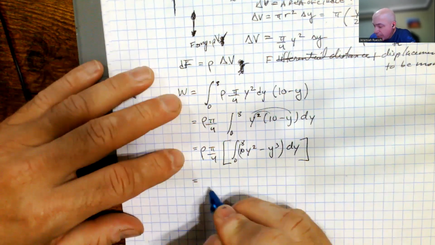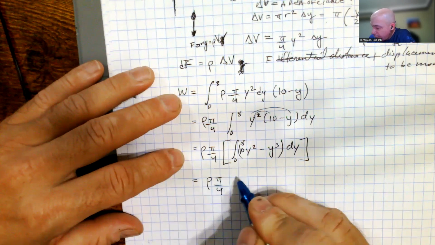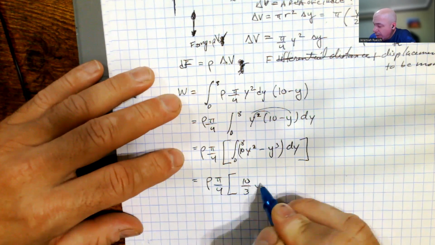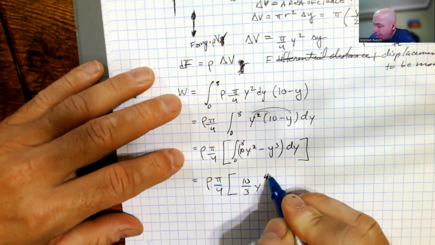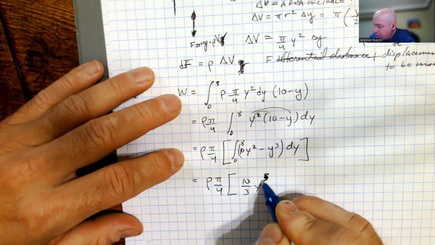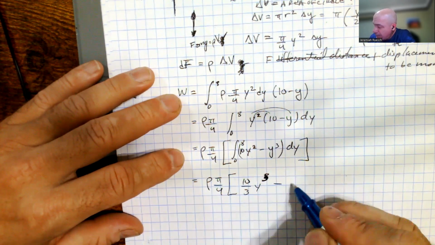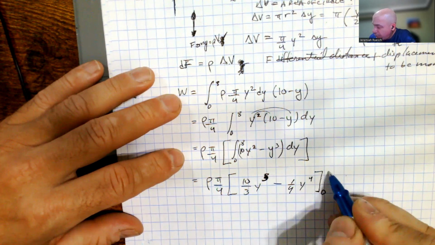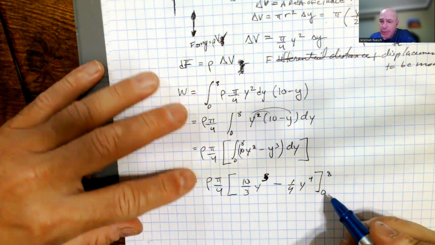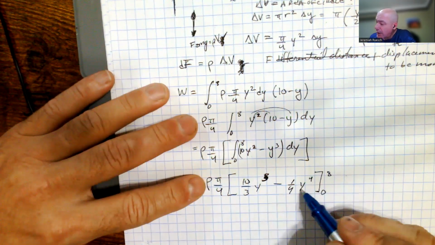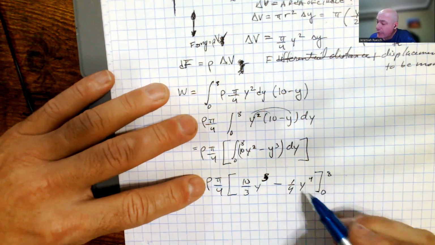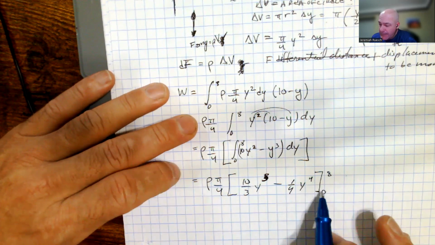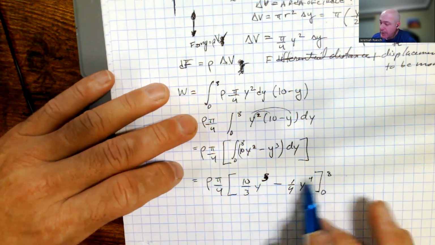So you get rho pi over 4. Adding 1 to the exponent and dividing by it, it's going to give us 10 thirds y to the third minus 1/4 y to the fourth. And we're going to evaluate both of those between 0 and 8. Now, notice that both of these have a y value in them, and when we plug in 0 for both of those, the bottom limit will just disappear. So we don't have to worry about plugging in that. We do have the 8 to plug into each one.